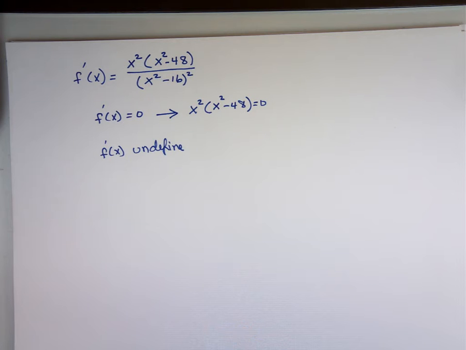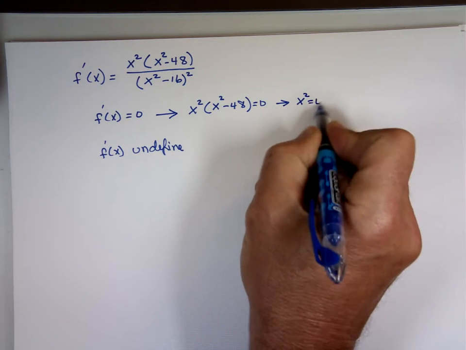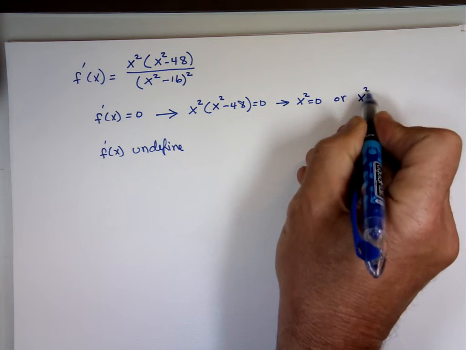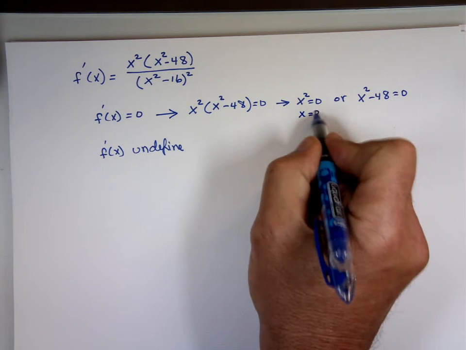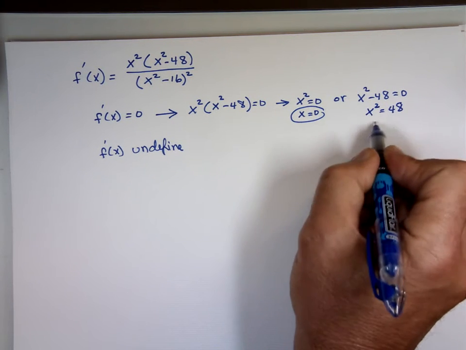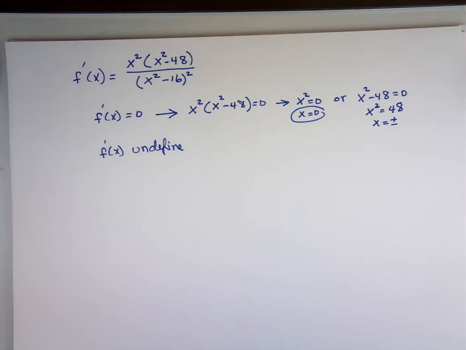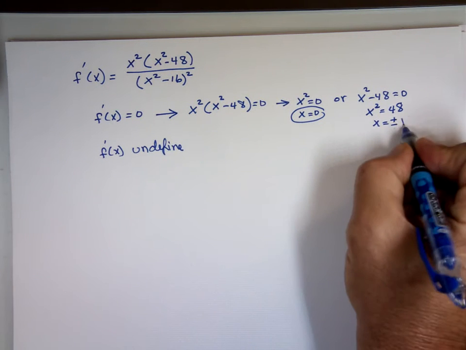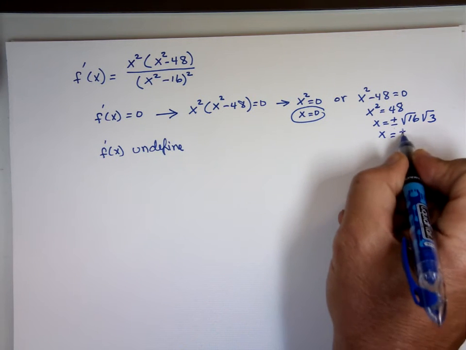So for this to be 0, that means x squared has to be 0, or x squared minus 48 has to be 0, which means x is 0 if you solve this one. If you solve that, x squared equals what? 48. X equals plus or minus the square root of 48. Can we break it down, 4 times what? Is that 16 times 3? Is that 48? Yeah. Because I'm sure they want the exact answers, you can do 4 radical 3. So it's going to be plus or minus 4 the square root of 3.